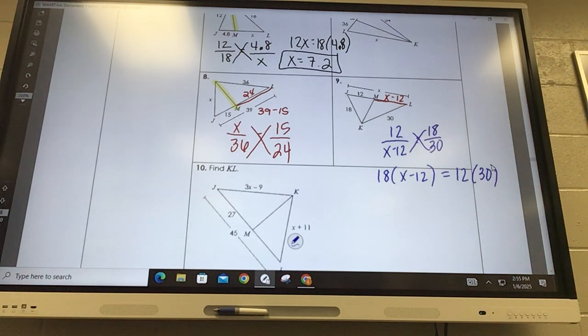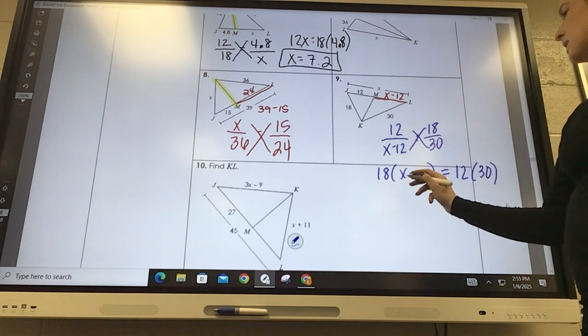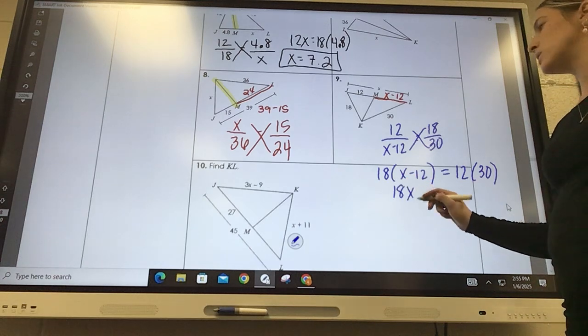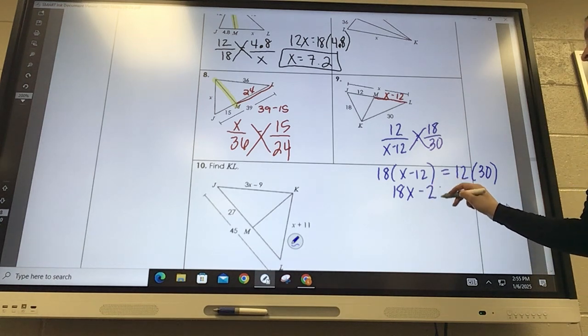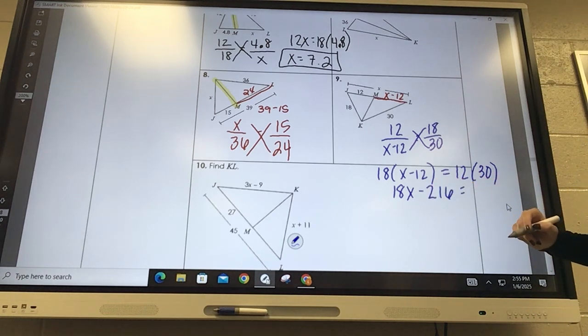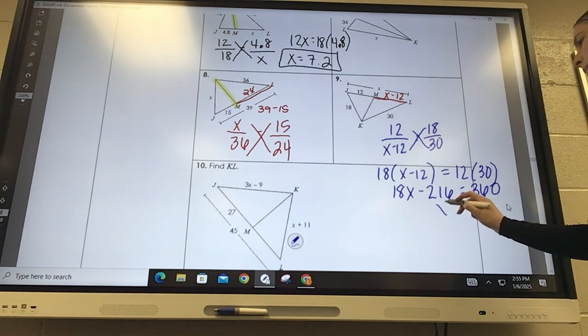Now, when your 18 does multiply to x minus 12, what do I need to make sure I do with it? Distribute. So please distribute. 18 times x gives me 18x, but what's 18 times 12? 216 equals 12 times 30. You guys got that one for me? 360. Go ahead and finish solving that.